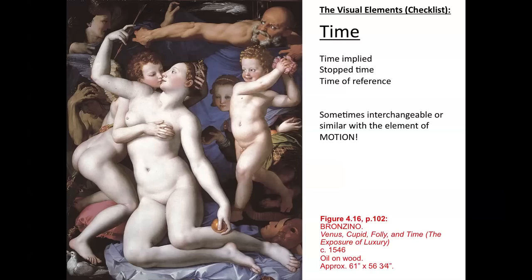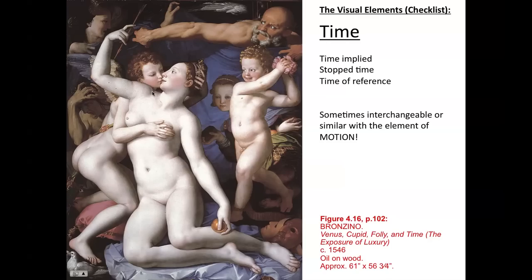Then we also see something called stopped time, or time of reference. And that's sort of like taking that remote and hitting pause. So when we look at this image, I can show you some stopped time. Like this infant over here. Look inside of his hands. We can see these rose petals as if he's about to throw them to celebrate the love of these two. We're just guessing here, just going along.